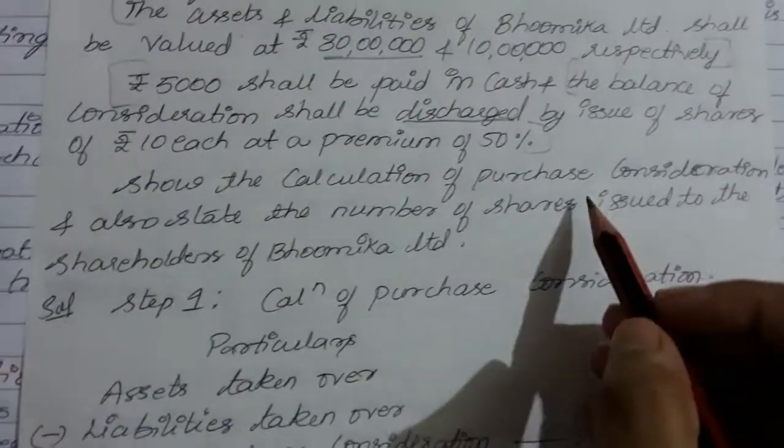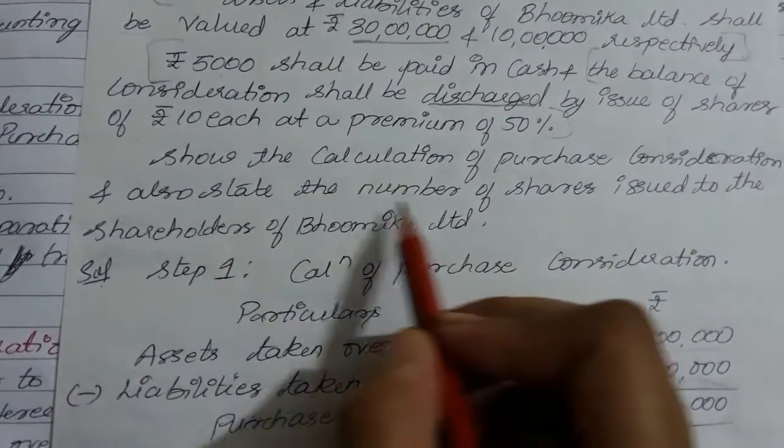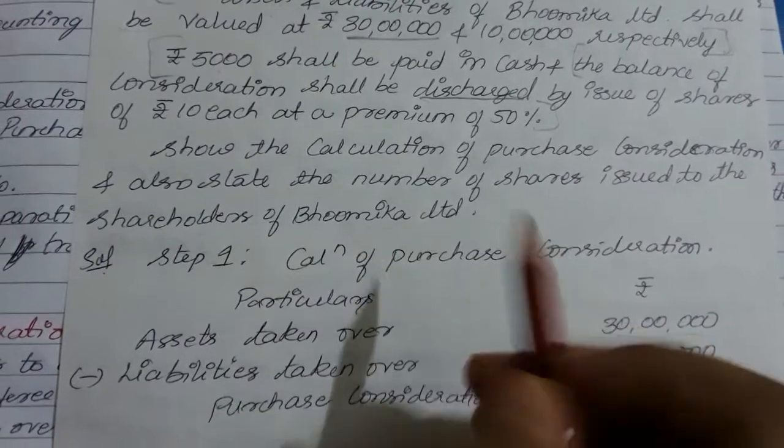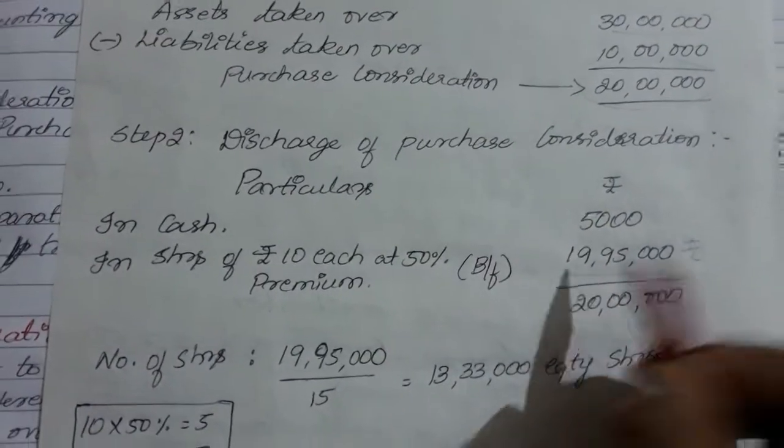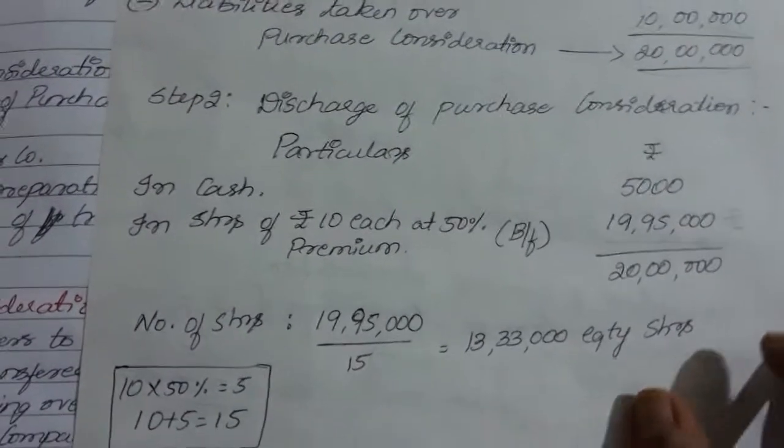So one more thing they have asked us is: also state the number of shares issued to the shareholders of Bhumika Limited. So here we came to know the value. We need to see what is the number of equity shares issued. So how to do that?